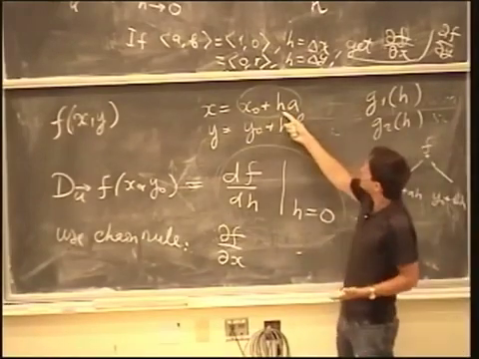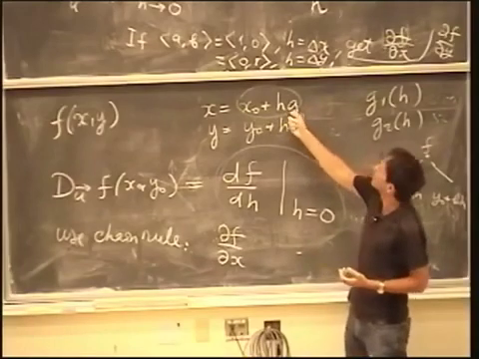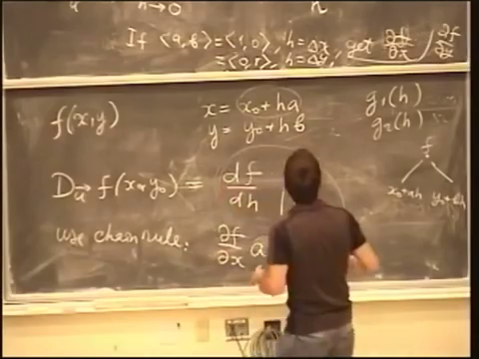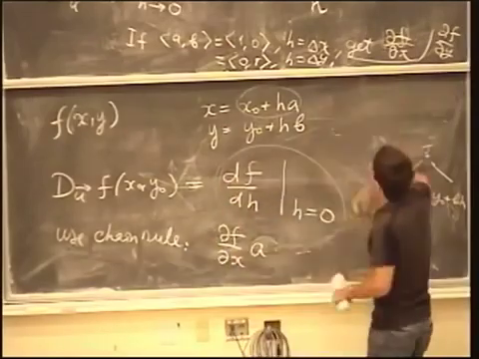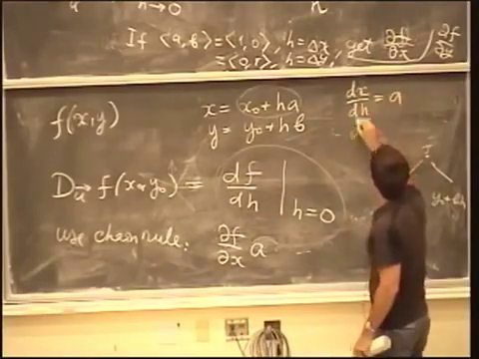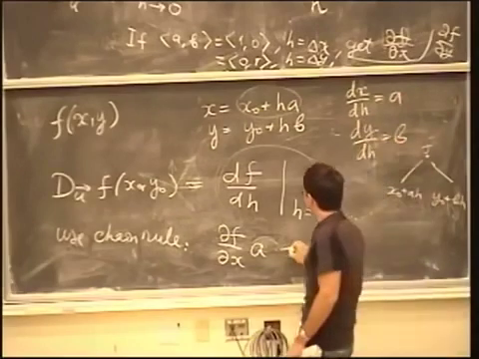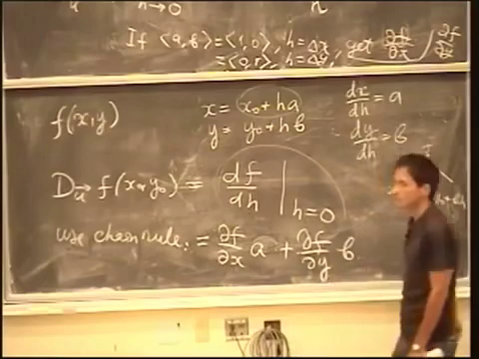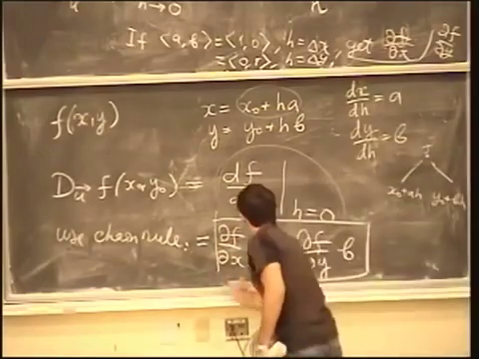And if you view this as a function of h, it's just a linear function in h, and as such, its derivative is just a, the coefficient in front of h. So this is a. I'm sorry, this is a. Let me just write it here. dx/dh is a, and likewise dy/dh is b. So therefore, the second term is df/dy times b. So finally, we get the formula for the directional derivative.